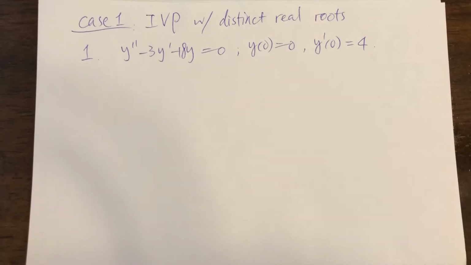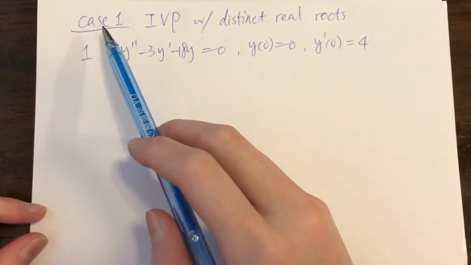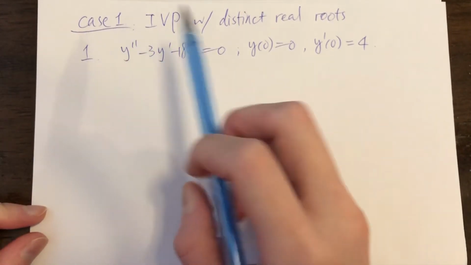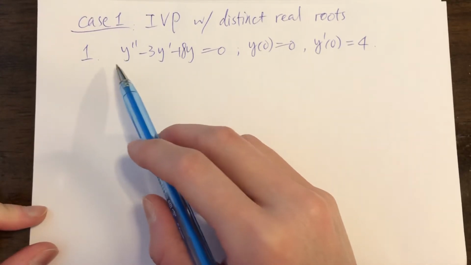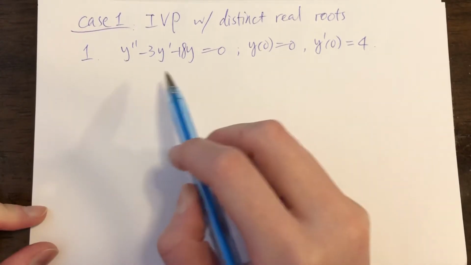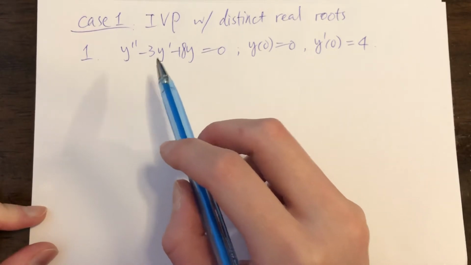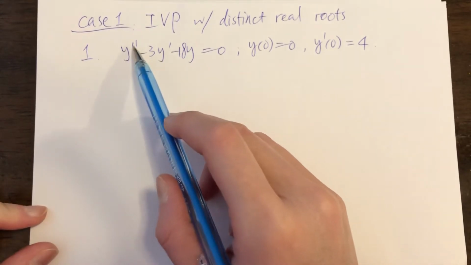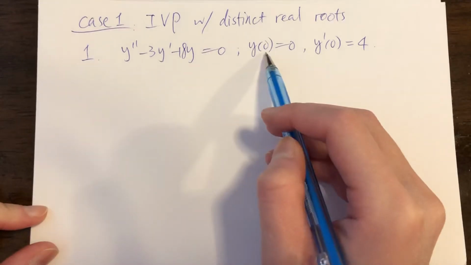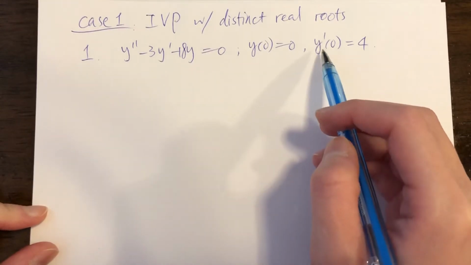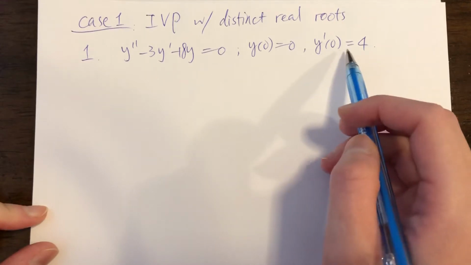In this video, we will learn how to solve an initial value problem with distinct real roots. So we have 3 cases in this section. So that's kind of our first case. We should be familiar with the second order linear homogeneous differential equation, and you have y double prime, y prime, and the function itself, and you know the value at 0 and the first derivative at 0.